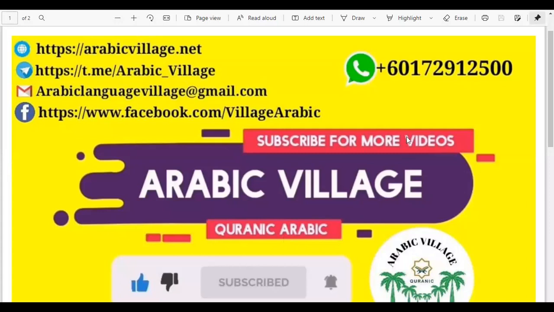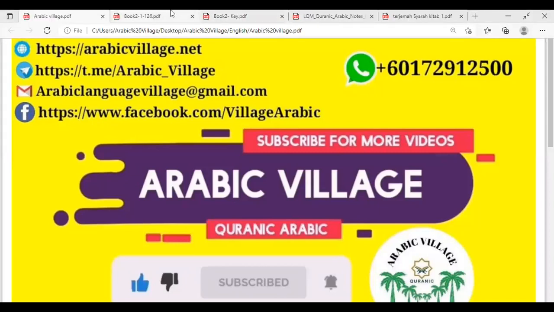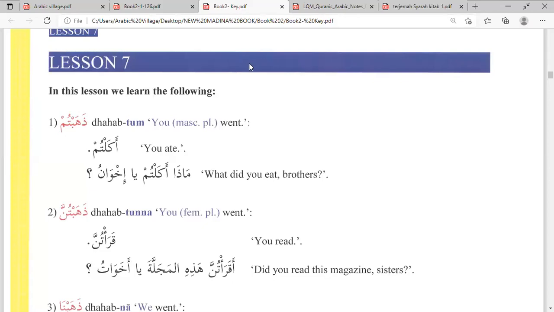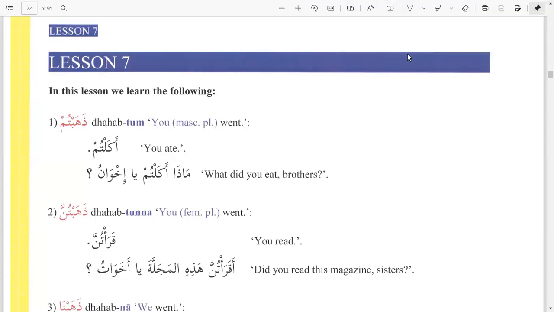Bismillahirrahmanirrahim. Today, inshallah, we will learn lesson number 7, Durusul Lughatul Arabiya, second book. In this book, we will learn some other pronouns. Zahabtum.